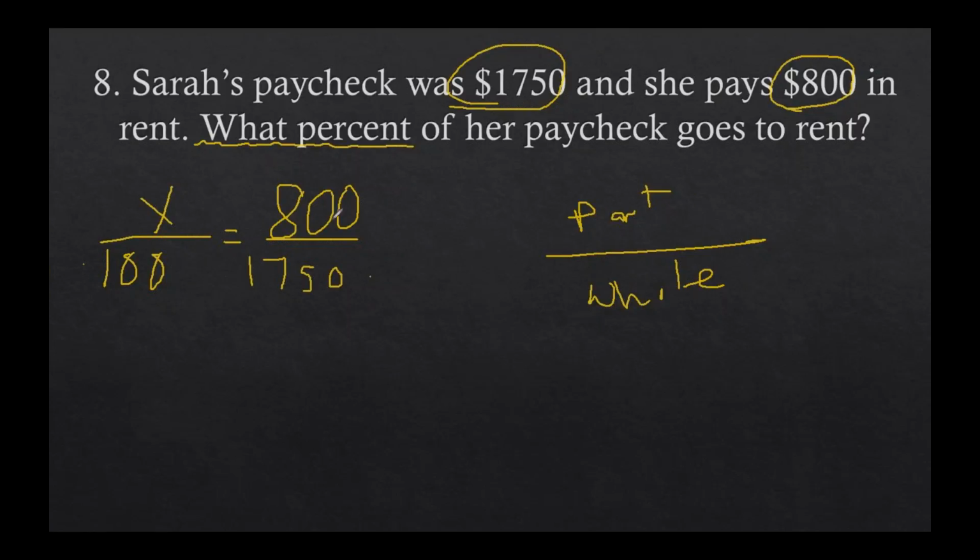Those are the wholes. 800 is what she's paying in rent, so the X represents the percentage, right? The part of the whole that she pays in rent. So think part to whole. Which one represents all? Again, we cross multiply. I'm going to let you guys do that math. And let's round to 2 decimal places if we could.